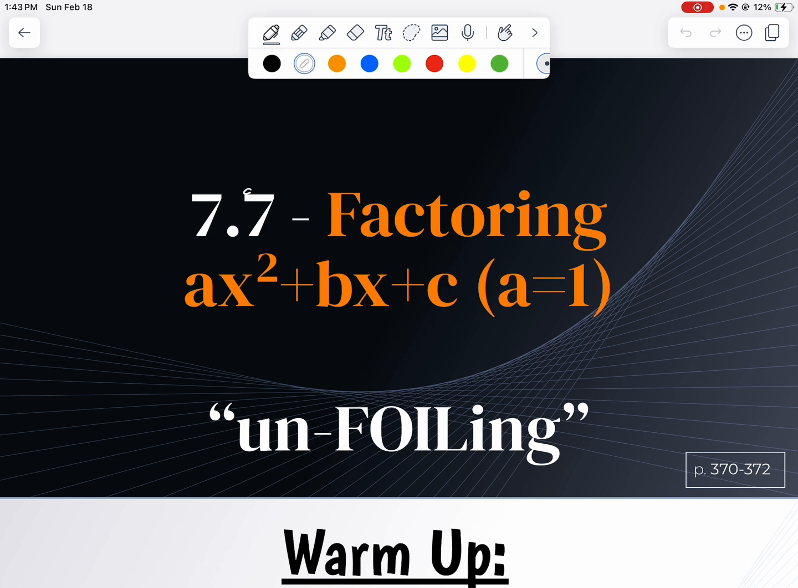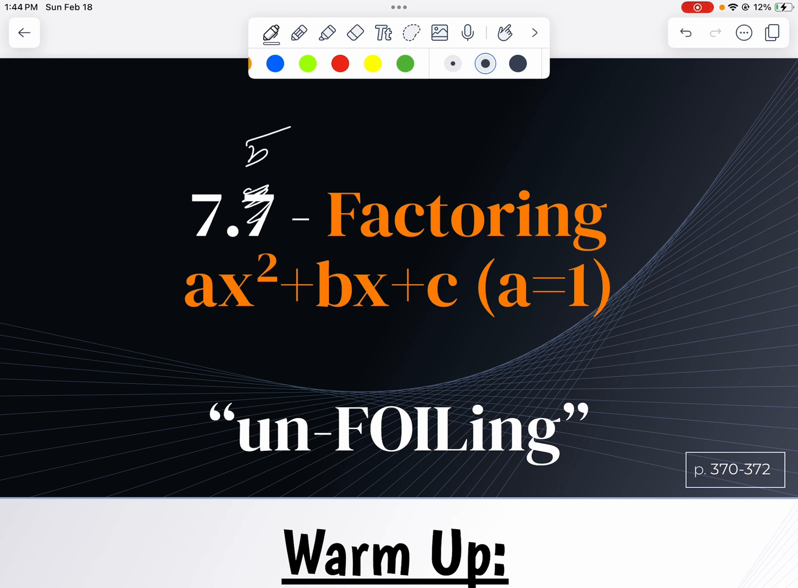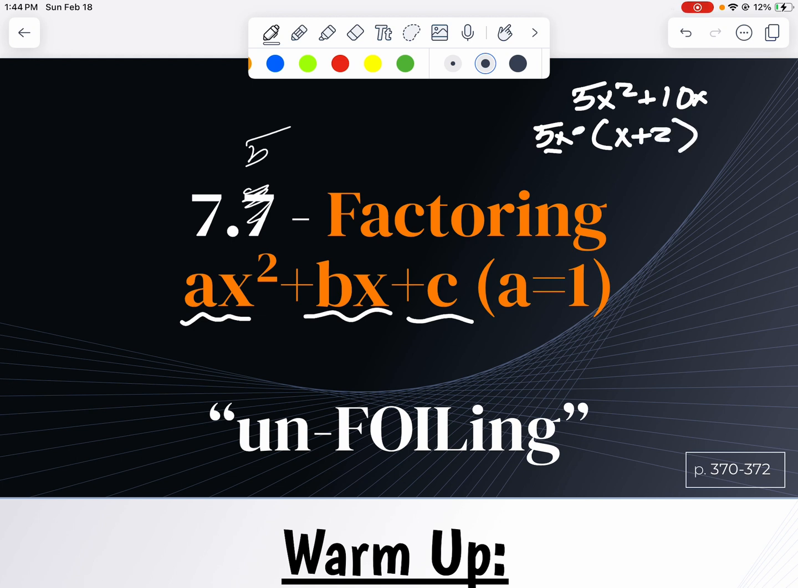Here we're looking at 7.5. Here we're looking at factoring in a new way. We already looked at factoring by using our greatest common factor. Like if I gave you this right here, you should know that we take out a 5x and we'd have this in factored form, this times this. So we looked at factoring binomials. We factored some trinomials, but mainly binomials. Now today, we're looking at factoring things that are in the form of ax squared plus bx plus c, where a is equal to 1. So we're looking at factoring trinomials.